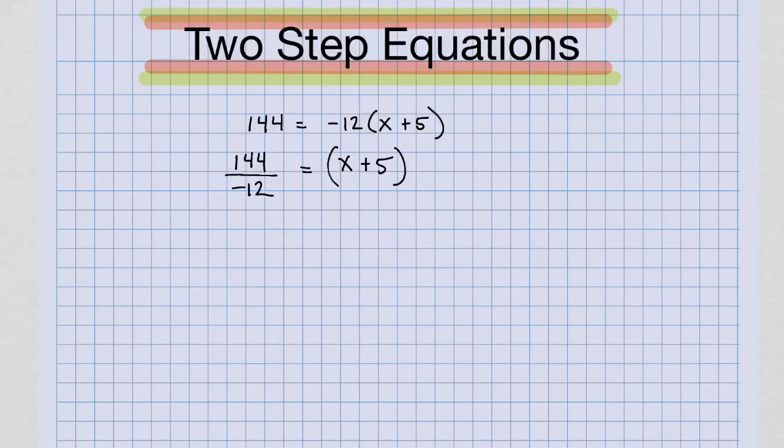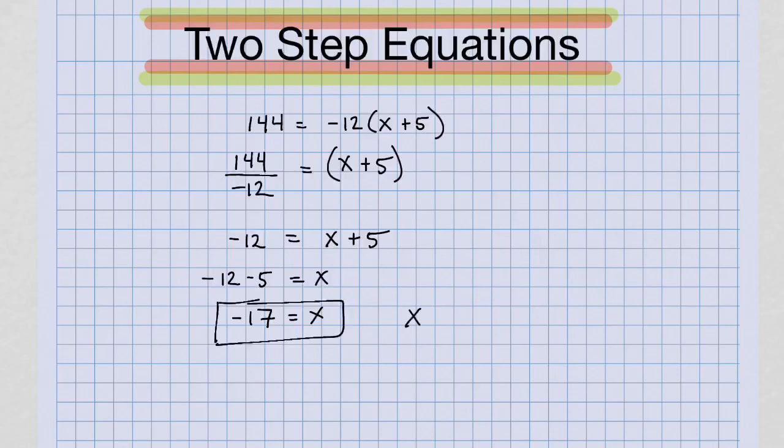You could leave the parentheses on, or you could take them off at this point. It doesn't really matter to me. It's the same thing. So 144 over negative 12, that's going to give us negative 12. So we're going to say negative 12 equals x plus 5. Now to get rid of this plus 5, we need to subtract 5 from both sides. So negative 12 minus 5 equals x. Negative 17 equals x. There's your answer. X equals negative 17.